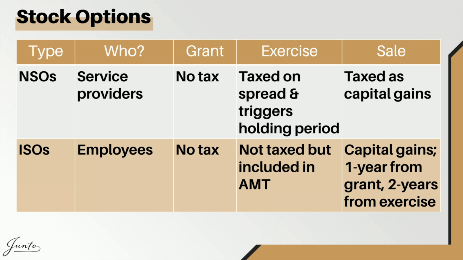When we're talking about stock options, we need to be thinking about 3 events: when the stock option is granted; when it is exercised, when that employee or recipient pays the strike price for their stock and then holds stock; and then sale, when the stock is sold. And again, we're going to look at the differences between 2 different types of stock options. There are NSOs, which are called non-qualified or non-statutory stock options, and there are ISOs, which are incentive stock options.